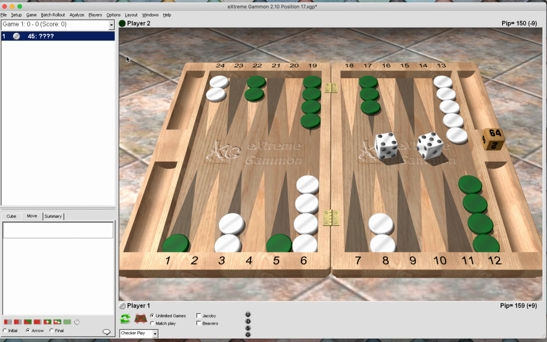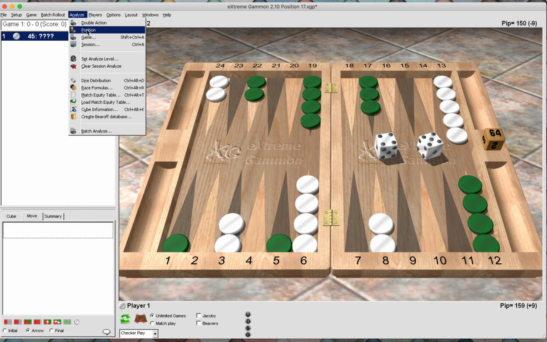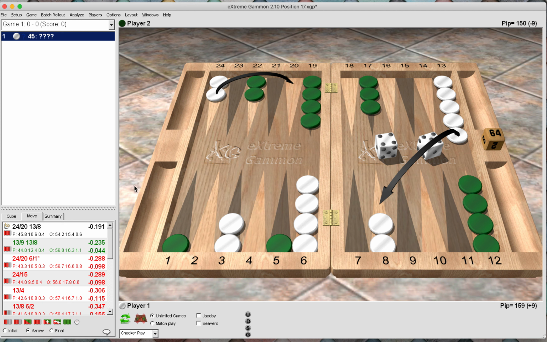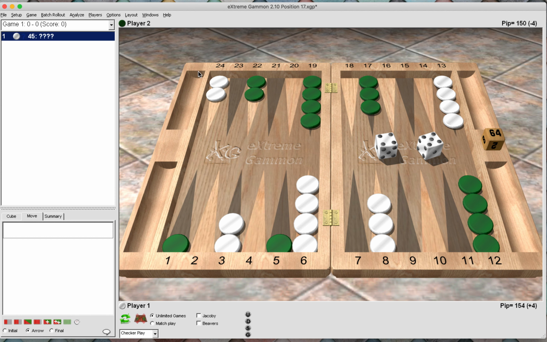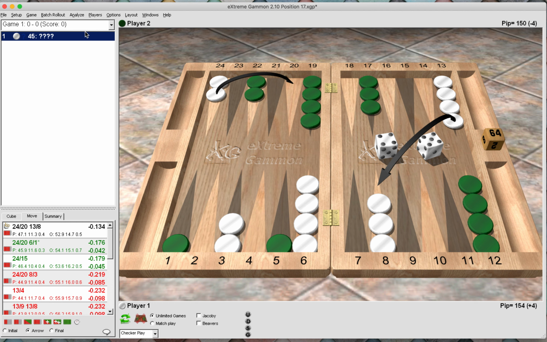So now let's go back to the original position. So now we can understand the second best play, when it would be correct to make that. But now let's look at the third play, 24-20, 6-1. So why is a hitting play incorrect? Okay, so again, let's move some things around. Now what if we were to move a checker from the 13 to the 8 point? Let's go to Analyze, Position.